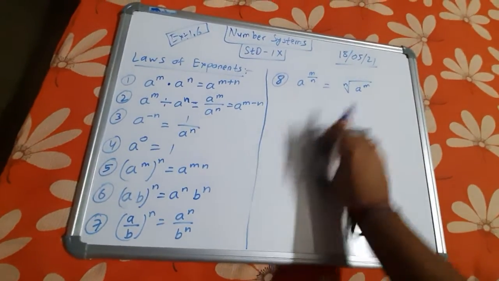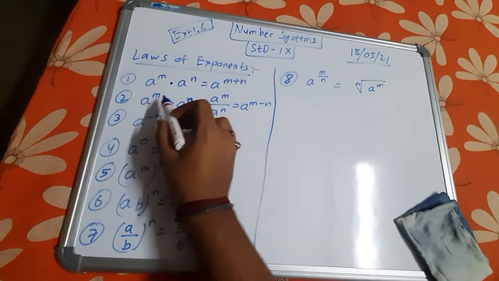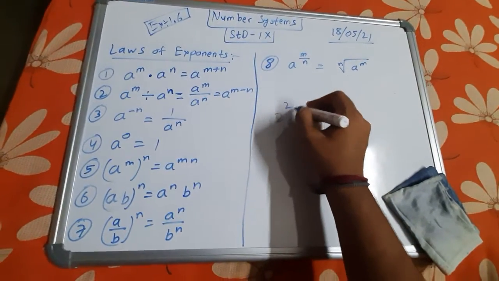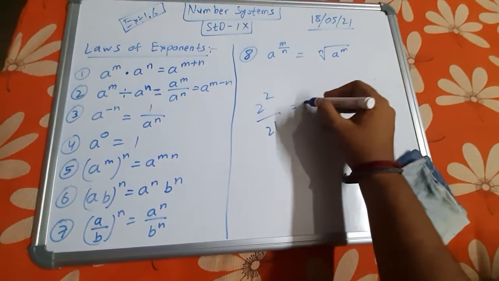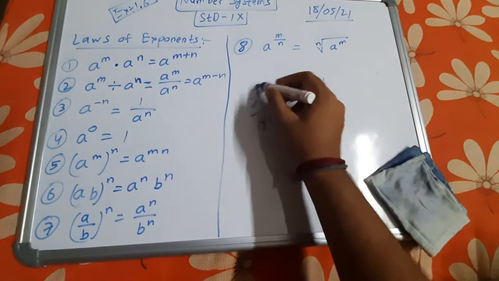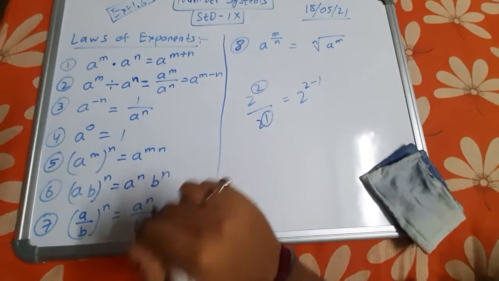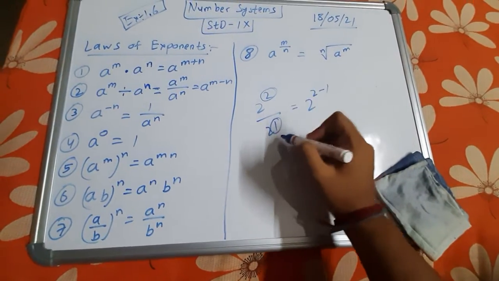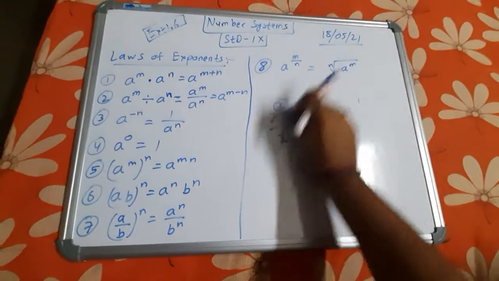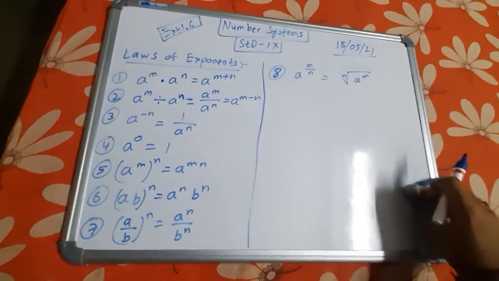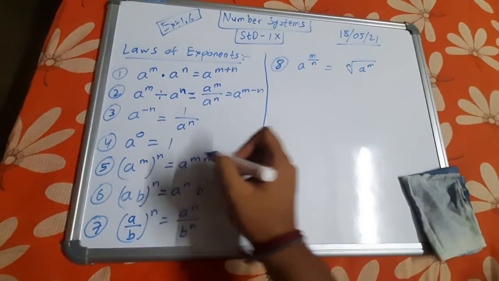Next comes a to the power m divided by a to the power n. Just like that, 2 to the power 2 by 2 to the power 1. Bases are the same, so powers will be subtracted: 2 to the power 2 minus 1, upper power minus lower power. Upper power is 2, minus lower power 1, so it's actually 2 to the power 1. Understood?